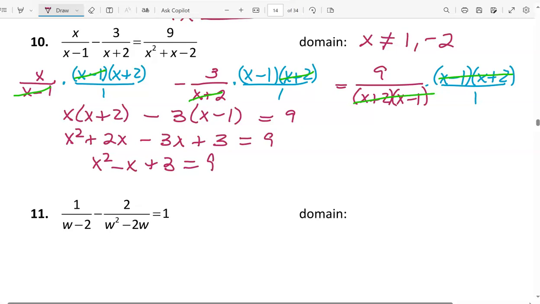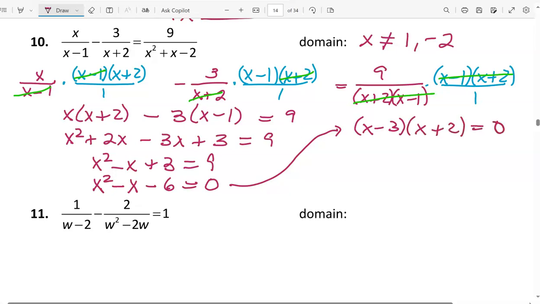In order to factor and solve, we need to have a 0 on one side. So subtracting 9, x squared minus x minus 6 is equal to 0. From this point, we can factor into x minus 3 times x plus 2 is equal to 0. That means that either x minus 3 is equal to 0 or x plus 2 is equal to 0. Solving each of the two equations, we get two solutions, x equals 3 or x equals negative 2.